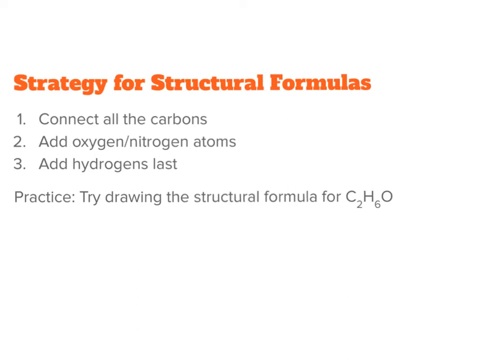So you've got a molecular formula like this. How do we figure out a valid structural formula? So there's 3 basic steps. The first thing you want to do is deal with the carbons. Chain all of those carbons together. So in this example here, there are 2 carbons, so I'm going to bond those 2 carbons. Next thing we want to do is add the oxygen and/or nitrogen atoms. So in this one we've got 1 oxygen atom, so we'll just attach that to the carbons as well.